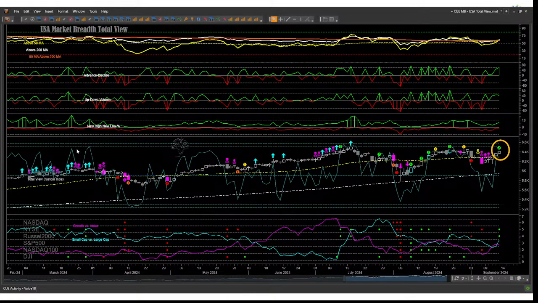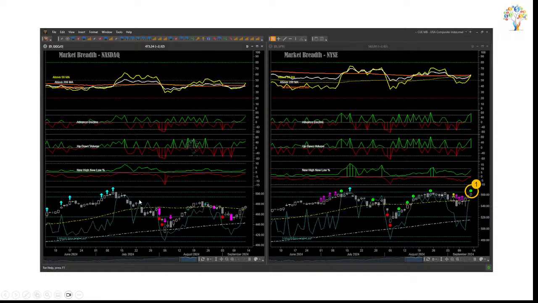Are there other pockets that are already at the extreme overbought condition? Yes. This is the composites breadth chart, Nasdaq and NYSE. NYSE has already hit the extreme overbought level. Again, works like clockwork. I'm expecting a pullback of at least some of the NYSE stocks.